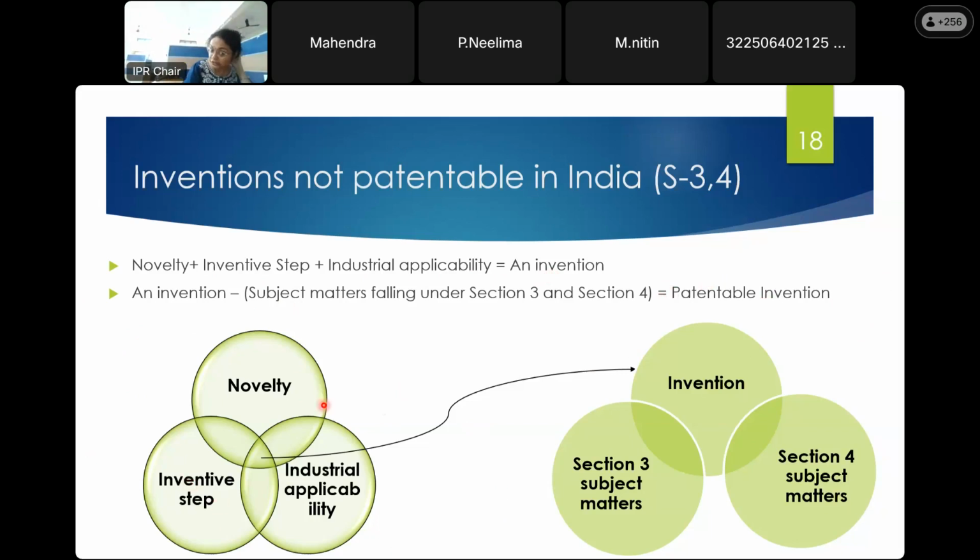Okay. So in the Venn diagram also you can see these things are overlapping with all these 3 criteria. So this is an invention, right? This is an invention. But if there is something that is falling under section 3 subject matters or section 4 subject matters, you have to carve those things out. Only this part of your invention is patentable. Okay.